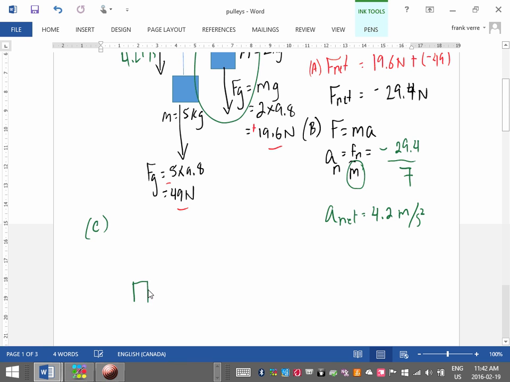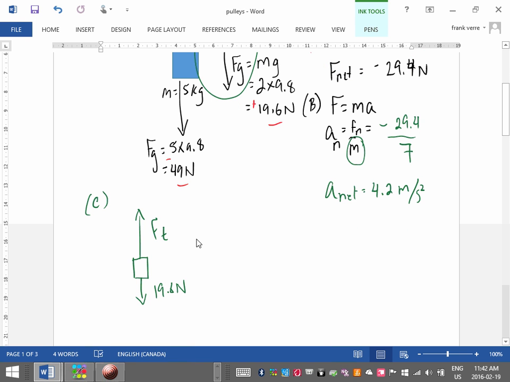So we know that we have an object. We know that gravity is pulling it down with a force of 19.6 newtons. And we know that there's a tension. But here's the question: what's actually causing the tension? Right, it's the other mass. Very good.